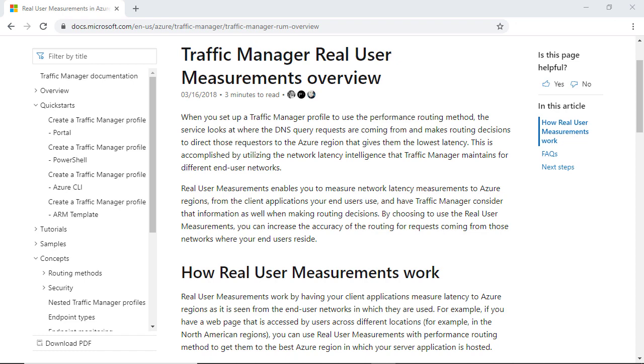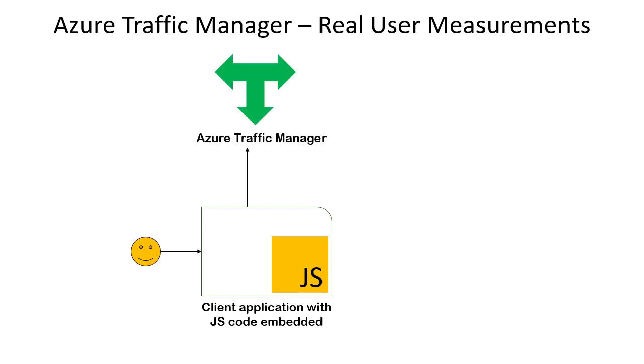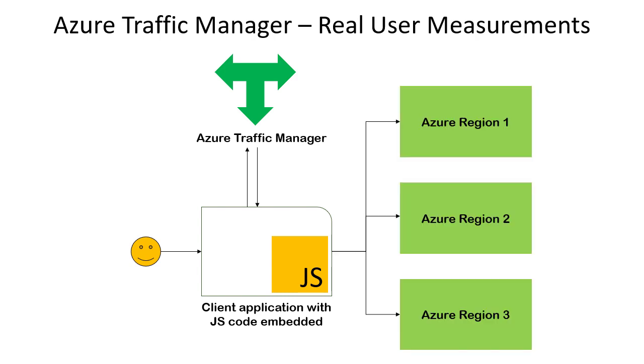what is known as real user measurements. In a nutshell, a real user measurement enables you to measure network latency to Azure regions by placing a JavaScript code in your client application. Whenever a user visits the web page, the JavaScript queries the Traffic Manager to get information about the Azure regions it should measure. Traffic Manager then returns a set of endpoints to the JavaScript that then measure the latency to these regions. These measurements are then reported back to the Traffic Manager.